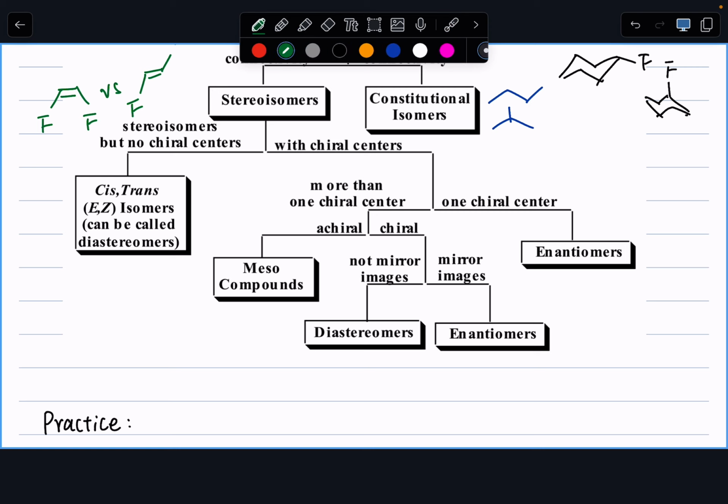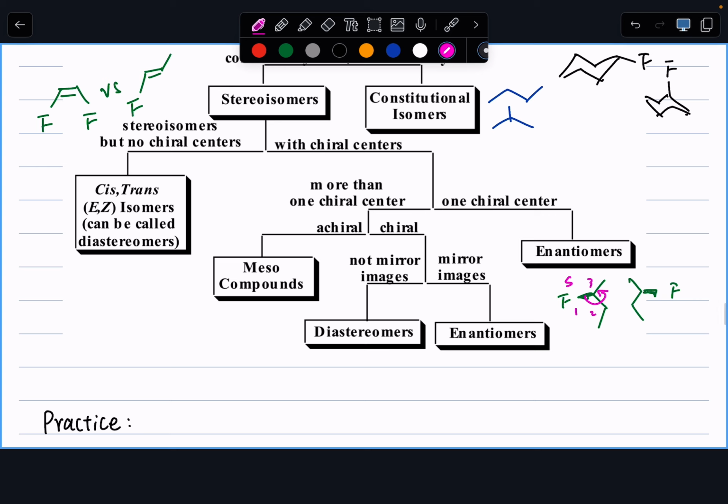And if I just draw it out here, we have this one going down, my fluorine comes out, and on the right we have the other one, my fluorine comes out. And know how to assign the R/S stereo configuration. You have 1, 2, 3. This goes counterclockwise. That's my S. 1, 2, 3. This goes clockwise. That's my R.